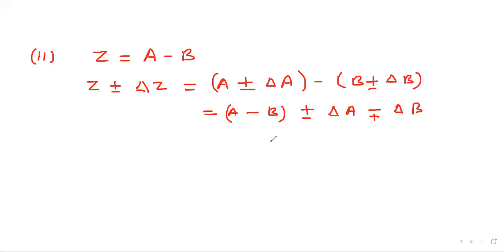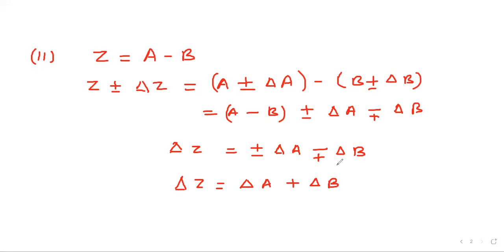or we can write it delta Z equal to plus minus delta A minus plus delta B. So for error delta Z to be maximum, delta A and delta B must have the same sign. Hence, we write delta Z equal to delta A plus delta B.